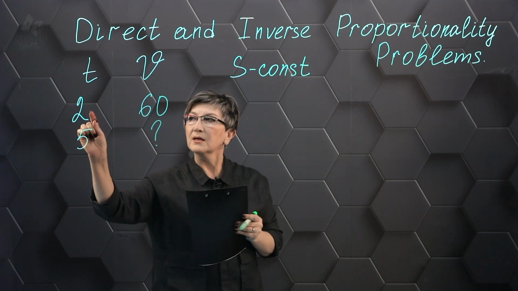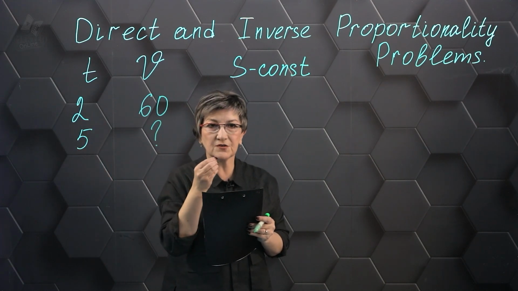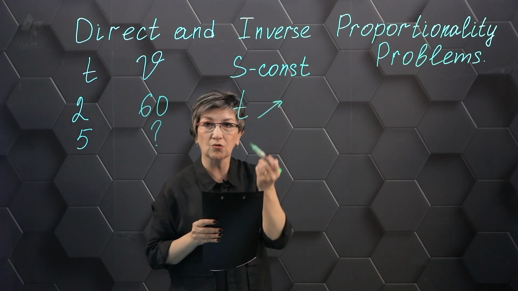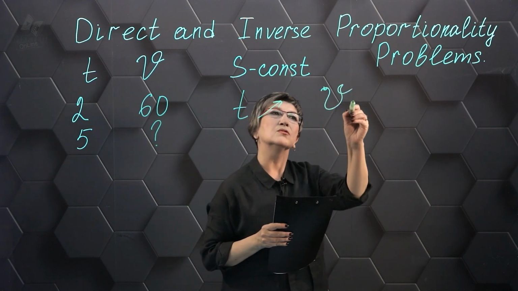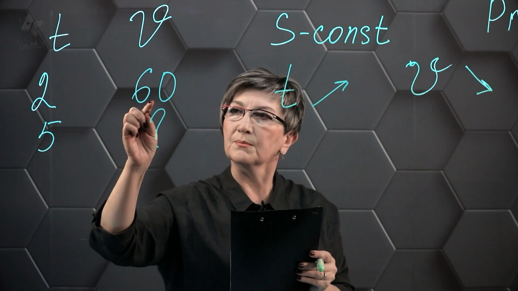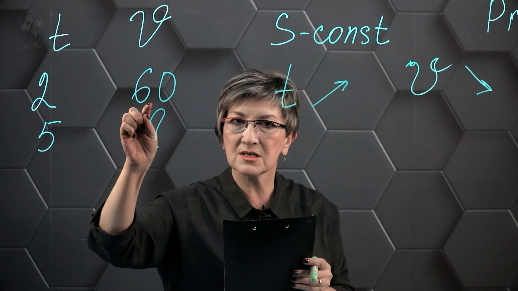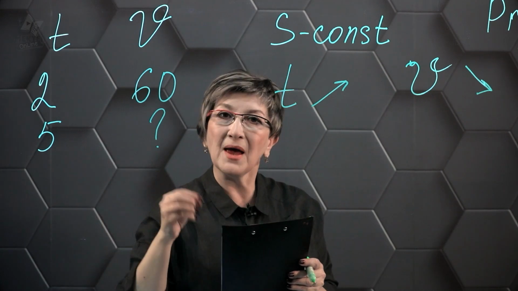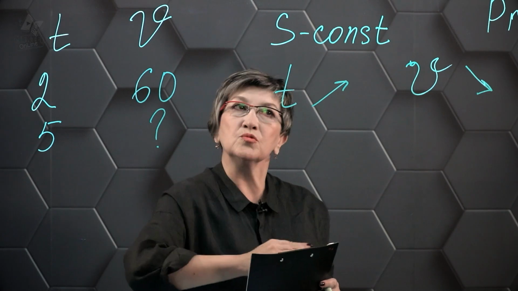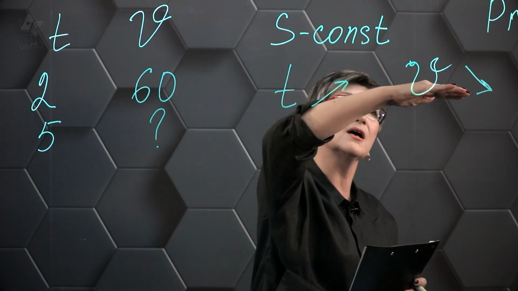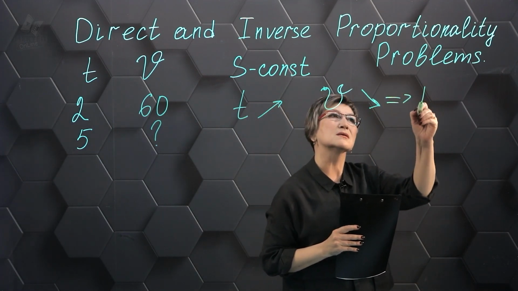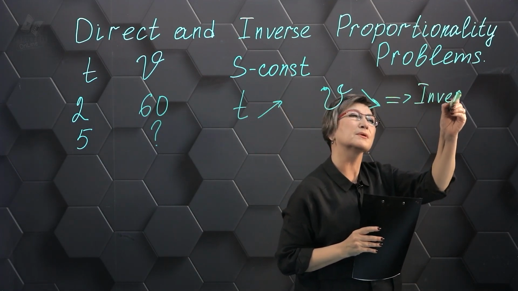Let's think about this. If time is increasing, then the speed is decreasing. In 2 hours, he traveled the distance at a speed of 60 kilometers per hour. And in 5 hours, what happens? It's the same distance. We realize that the speed will decrease. One quantity increases, the second quantity decreases. So therefore, we have an inverse proportionality.